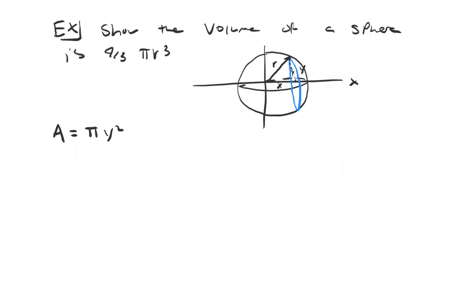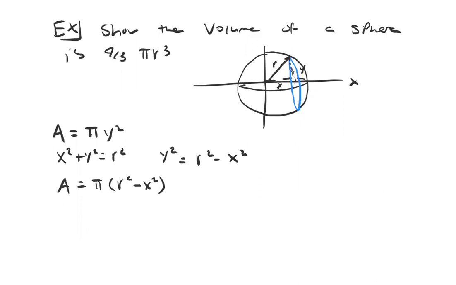So I already know that x squared plus y squared is equal to r squared because it's a right triangle. So from this, I can figure out y squared is equal to r squared minus x squared. So then my cross-sectional area is pi times r squared minus x squared.